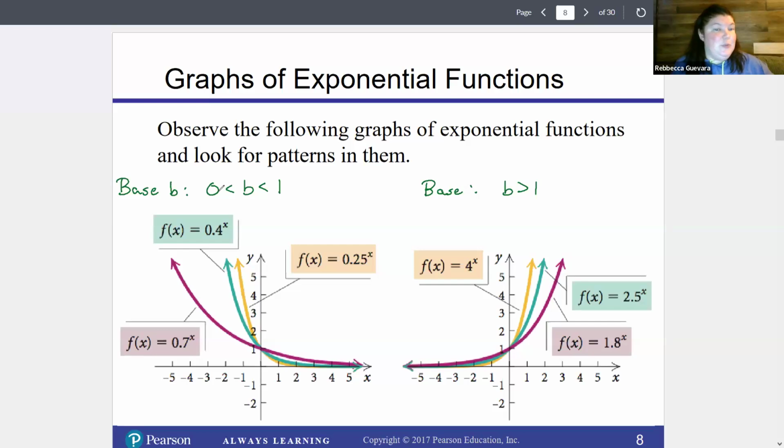So when I have a base between 0 and 1, like we have here, we are going to have a decreasing function. Both of them are still going to have a horizontal asymptote. In all these cases, horizontal asymptote at y equals 0. But what's important here is that when my base is between 0 and 1, you're getting decreasing exponential functions. When my base is greater than 1, then I have increasing exponential functions.